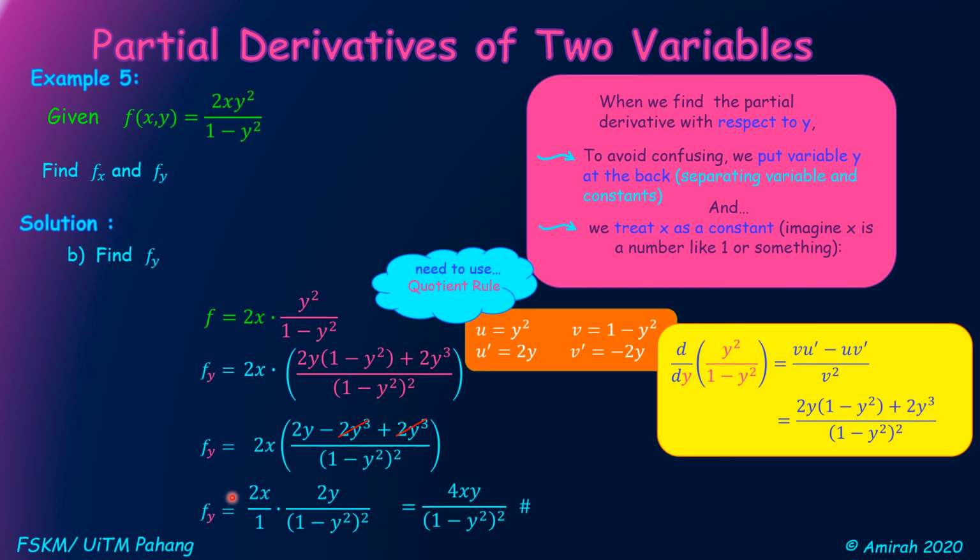To find fy in this case, we need to use the quotient rule because there is a division of functions containing variable y. In this case, finding fy is harder compared to finding fx in the previous slide, right?